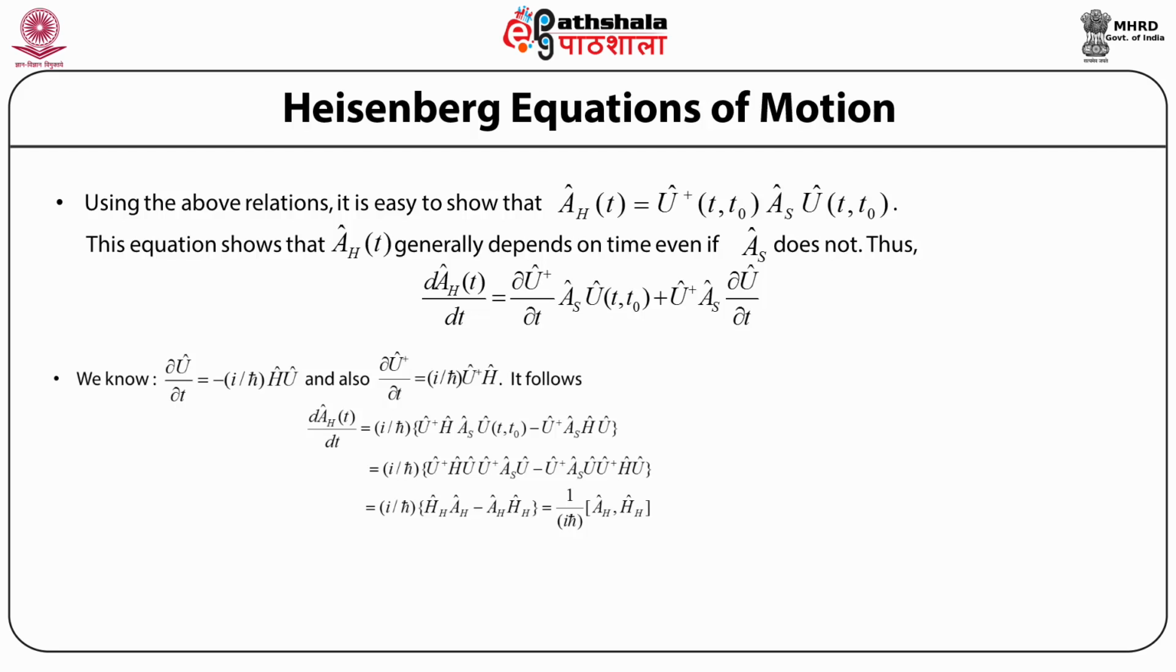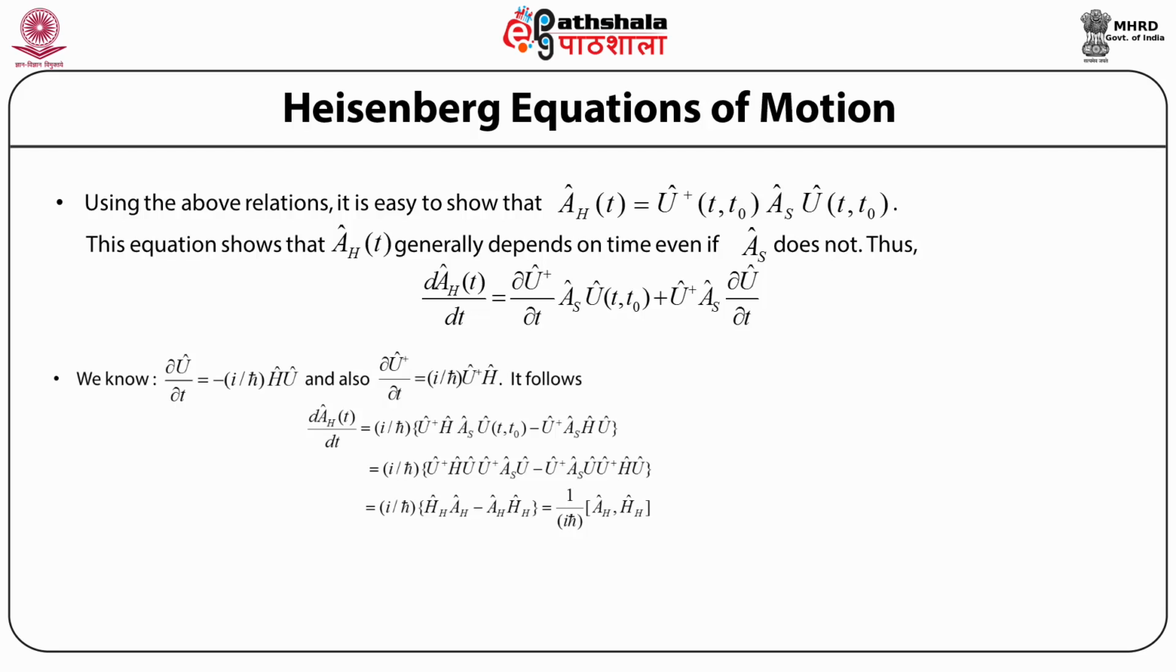This equation shows that the operator A_H(t) in the Heisenberg formalism generally depends on time, even if the operator A_S does not. That means that even if an operator does not depend on time in the Schrödinger formalism, the operator as defined in the Heisenberg formalism can still depend upon time.